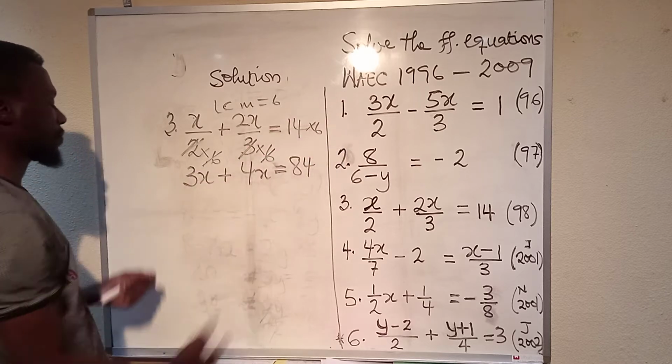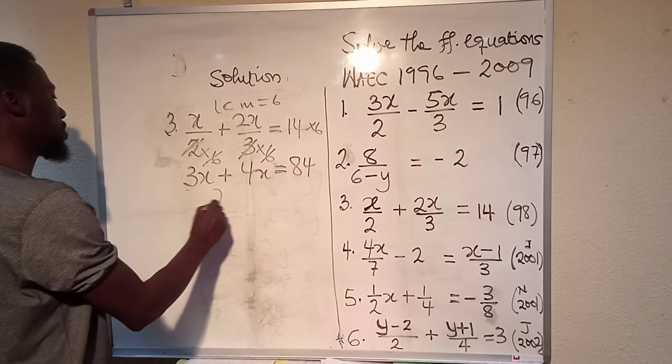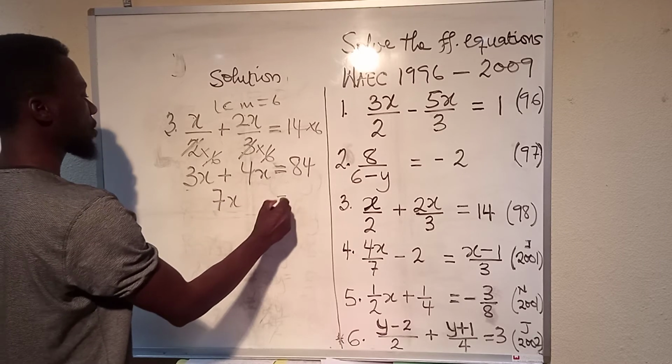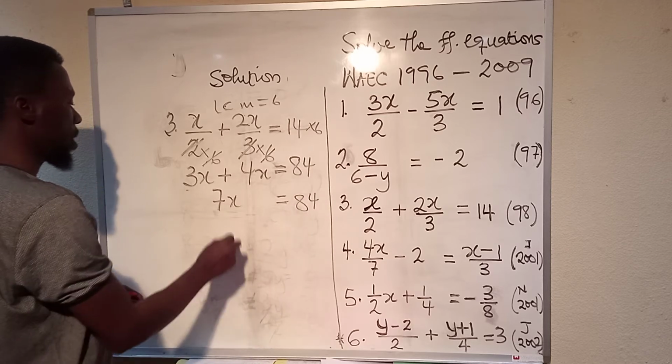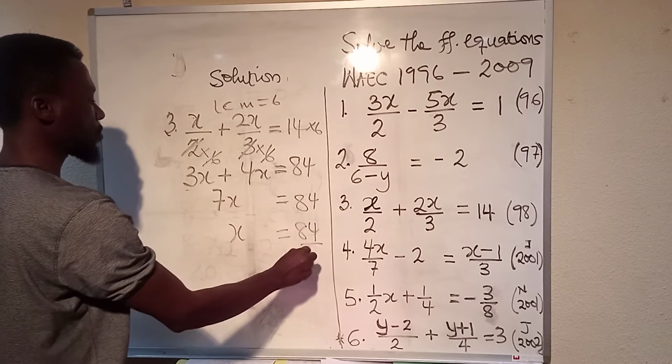Now look, it's just like the first one. So 3x plus 4x will give us 7x. So we shall have 7x equal to 84. And so x is equal to 84 out of 7.